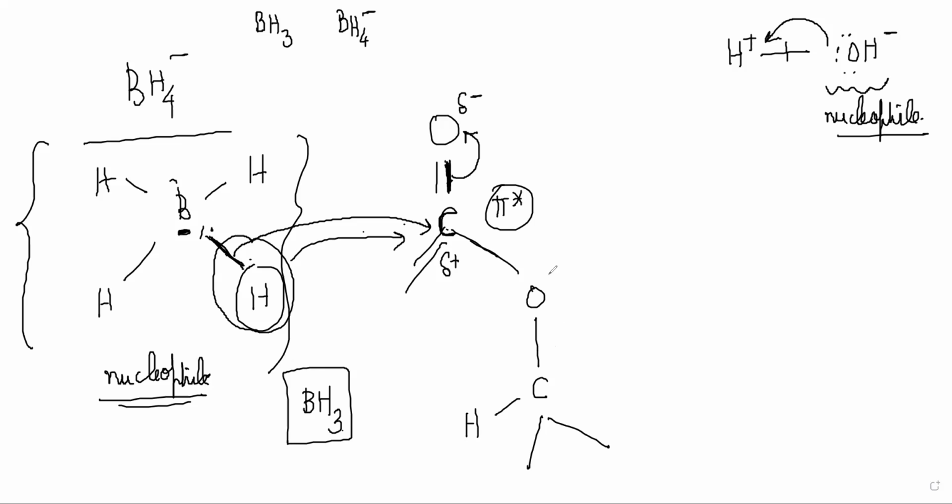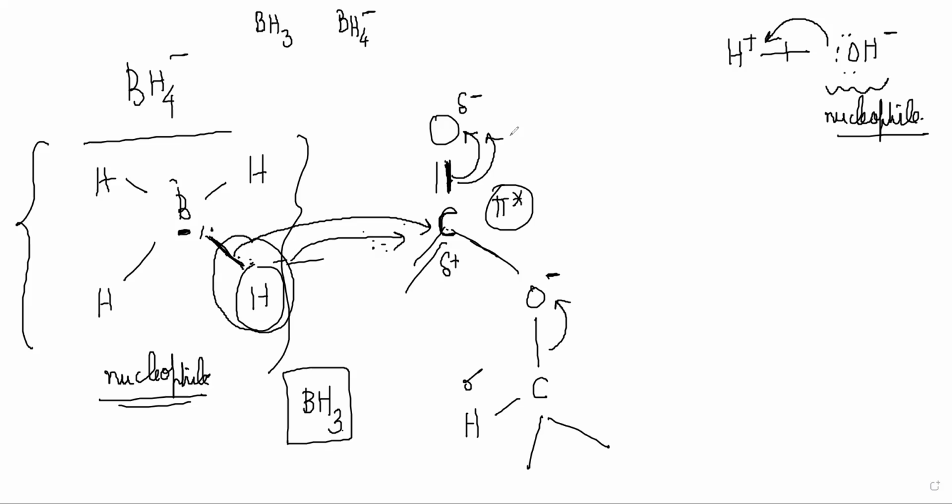O, and O becomes a minus, because this electron came here. As soon as C formed a sigma bond with hydrogen, one bond has to break. The pi bond has to break because that came in the pi star antibonding. So finally, this product is formed.